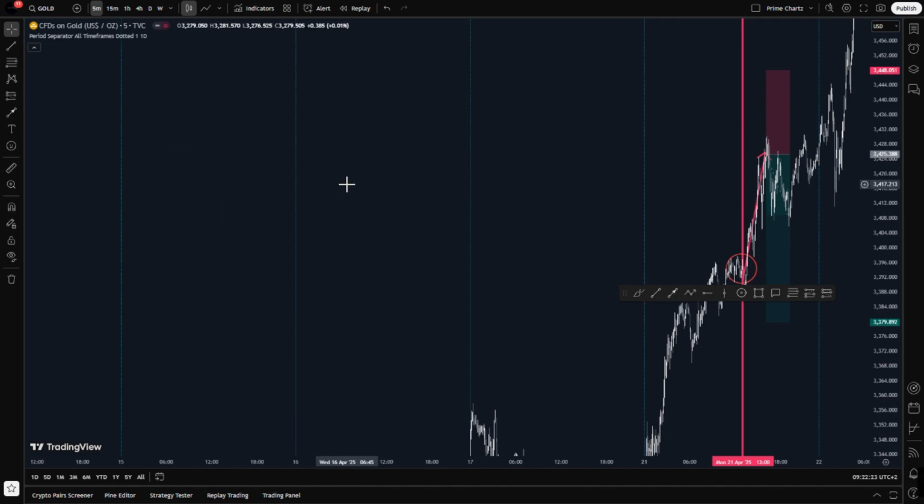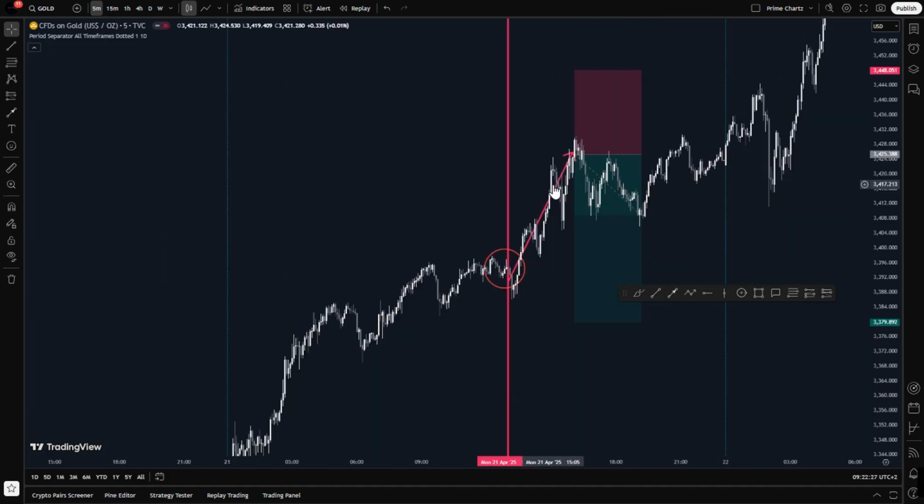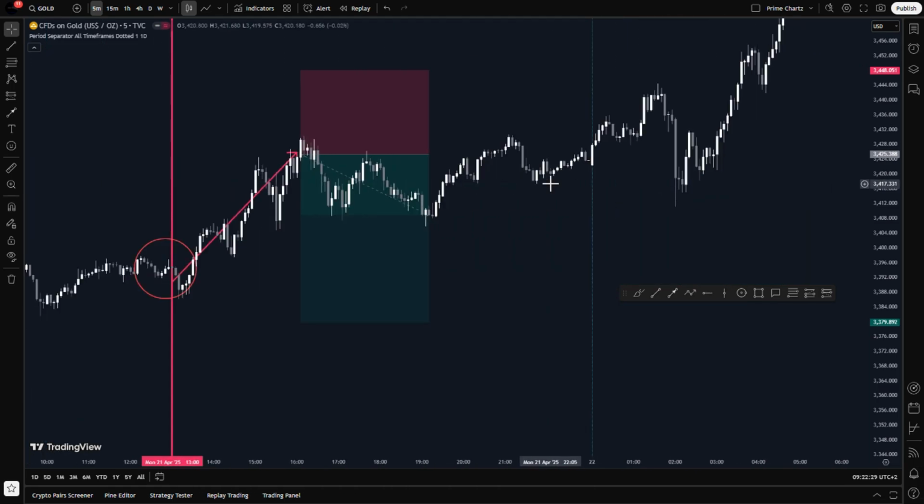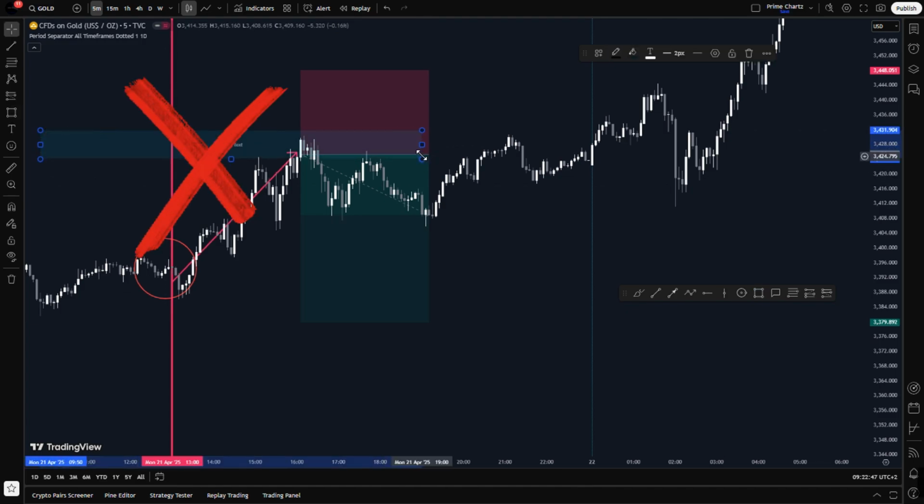But in this specific case, there's something important we need to notice. Gold is sitting at an all-time high. There are no previous resistance zones that we can use for reference. No historical price action to lean on. And what does that mean? It simply means that our conditions are not fully met.